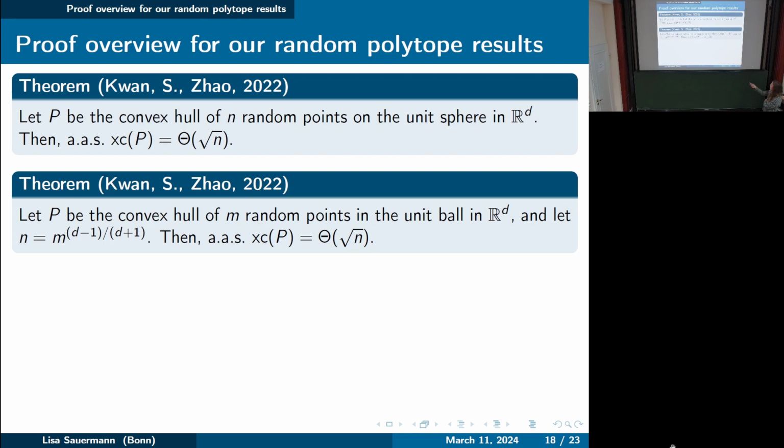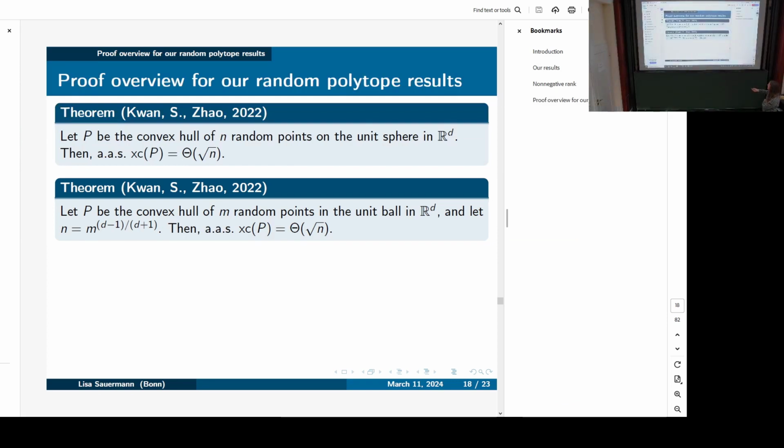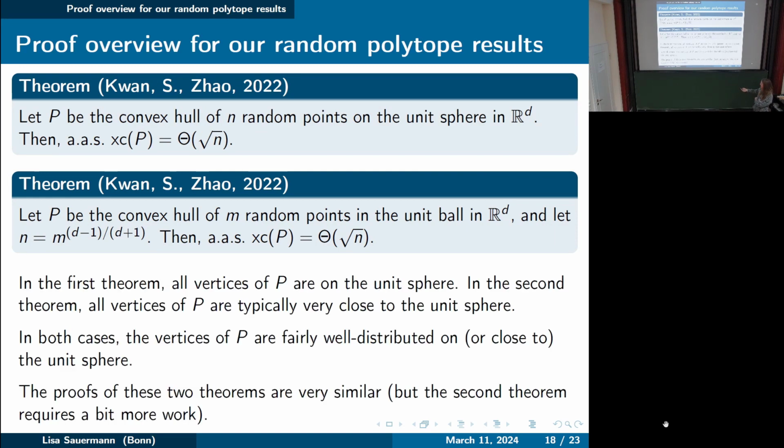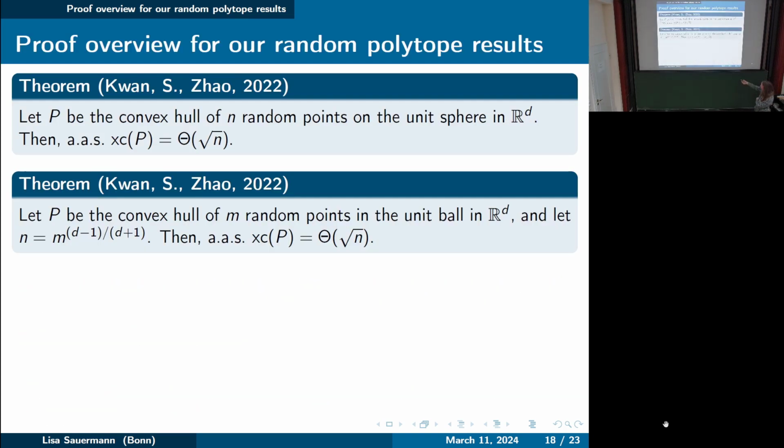And then the second model, you had these m random points in the unit ball and take the convex hull, and then you had this upper bound, which was in terms of this number n there, which was closely related to the number of vertices of the polytope.